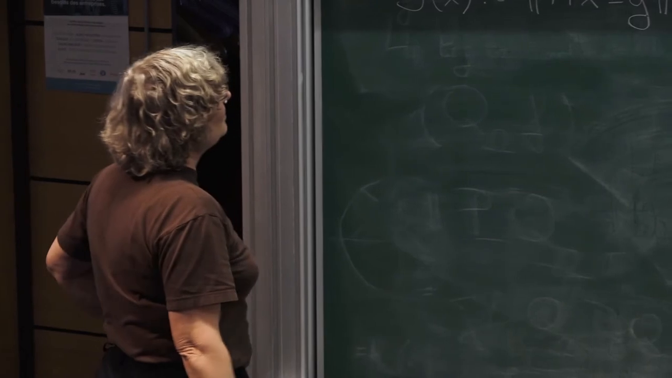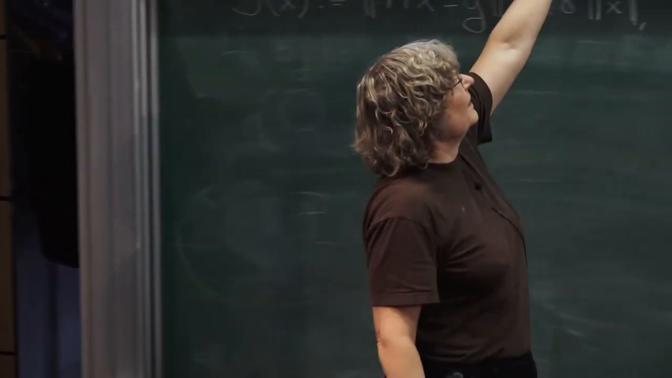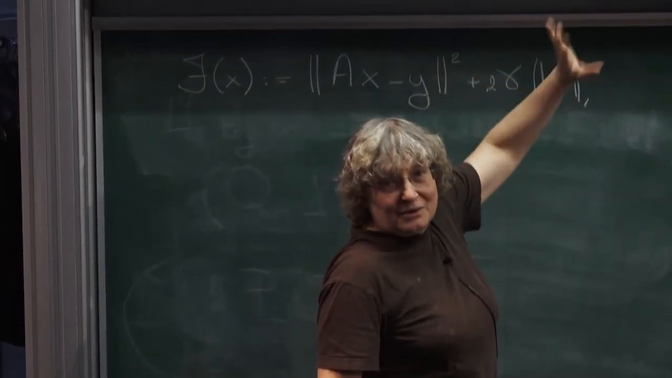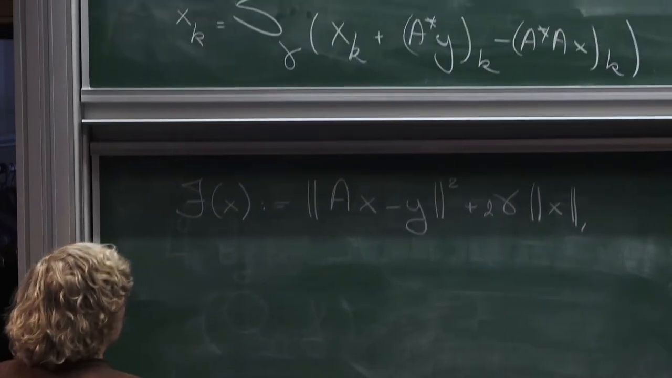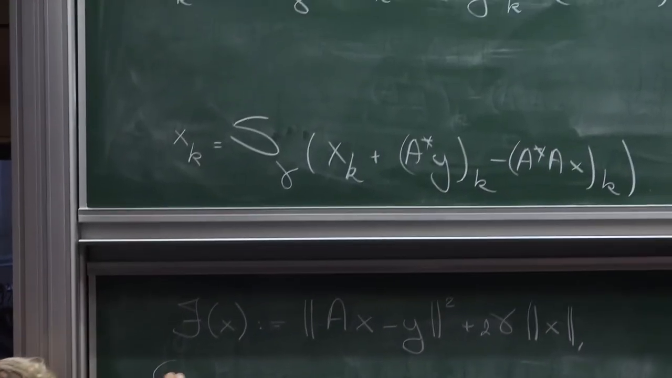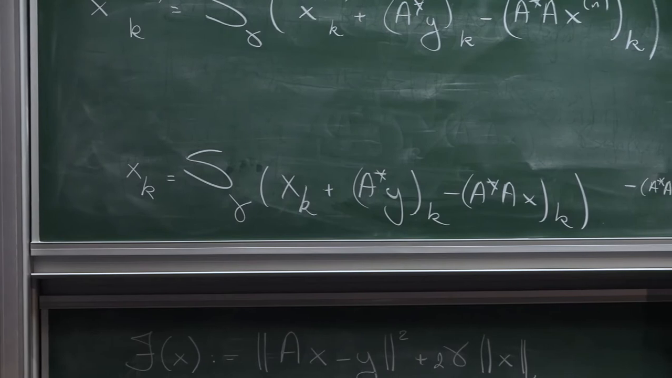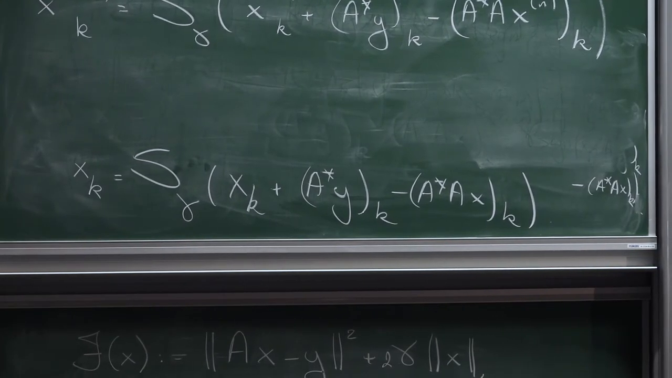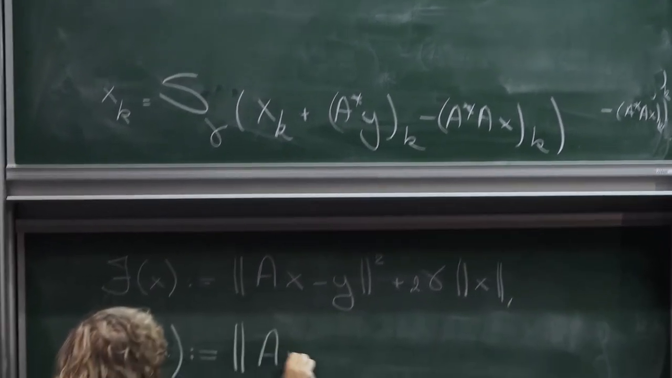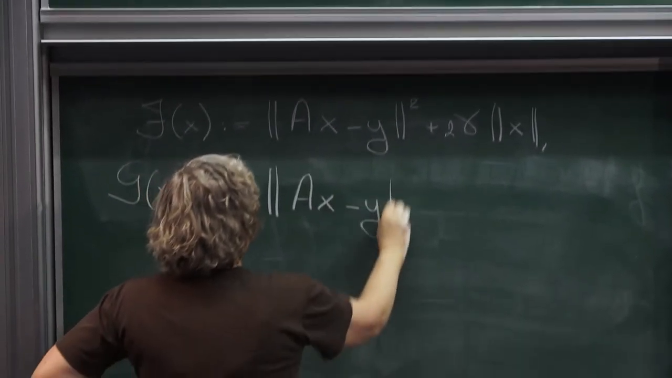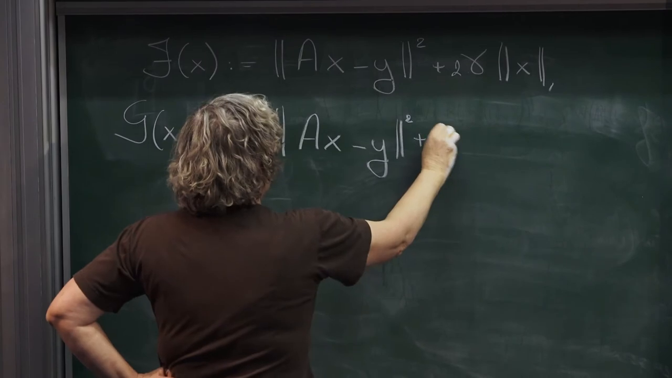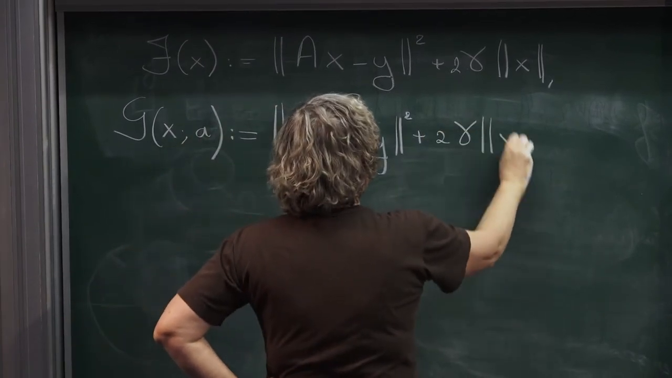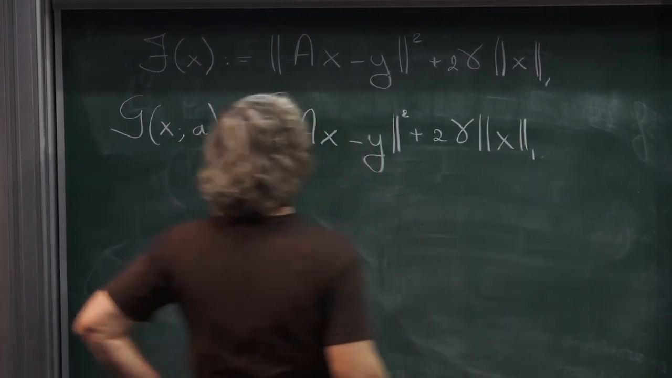And I want to get rid of this A star A. That is what's causing me the problem. So what I'm going to do is define something that looks like my g, but I'll add some extra terms.